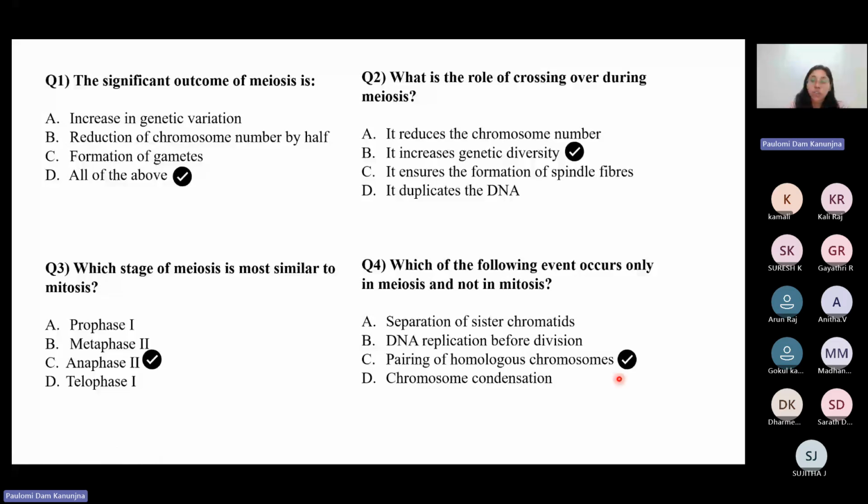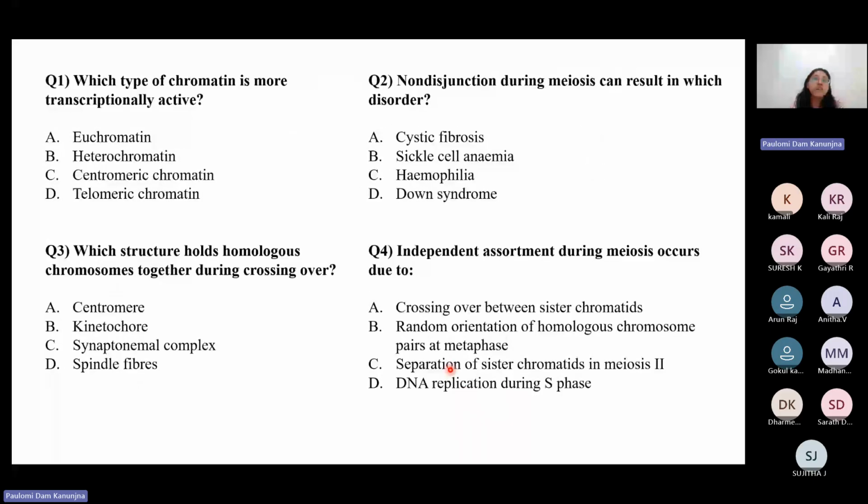Pairing of homologous chromosomes, because separation of sister chromatids happens in both. DNA replication is needed for both to form the second pair of sister chromatids. Chromosome condensation happens again in both mitosis and meiosis, right? Okay, next one. Which type of chromatin is transcriptionally active?